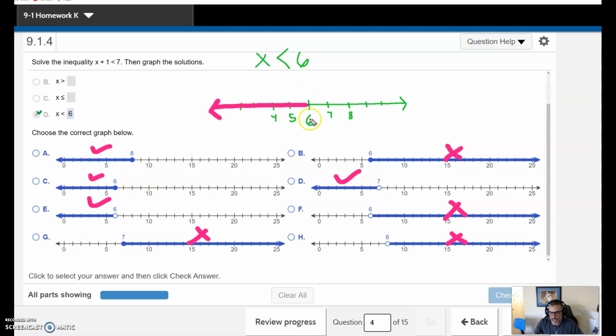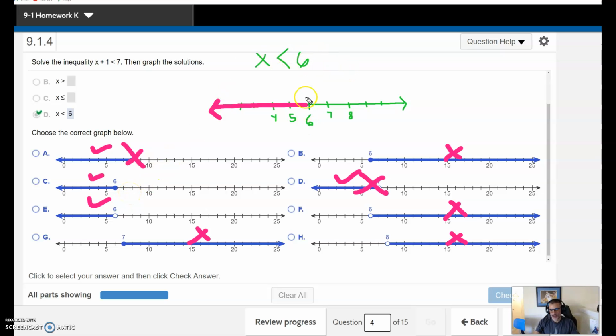Well, number one, it has to have what I'm going to call the boundary right here at 6, right? And this one has the boundary starting at 7, so it can't be that one. This one has a boundary starting at 8, can't be that one. So now I've got it down to these 2, and you'll notice that one has an open circle next to it, and one has a closed circle next to it. All right, this is the last piece of the puzzle.